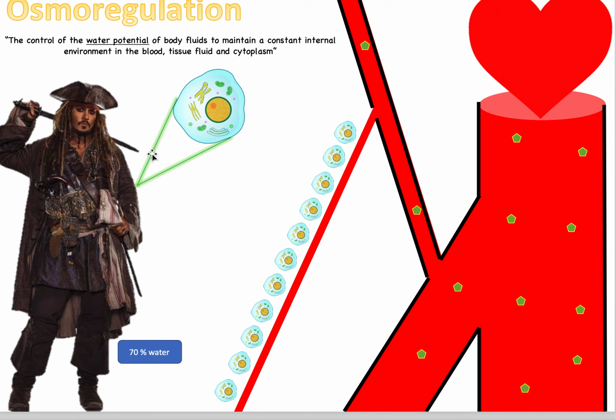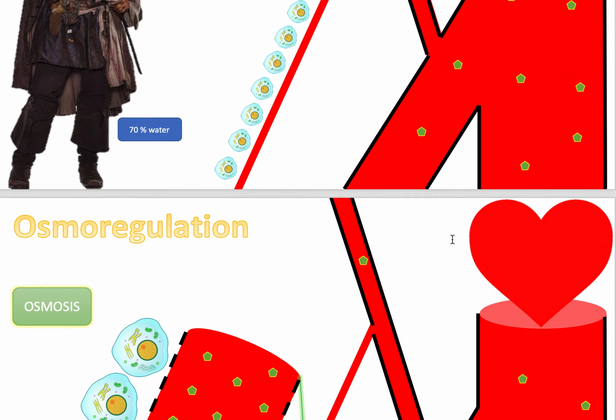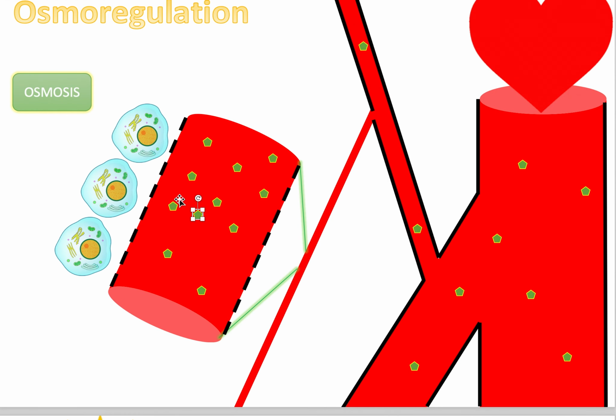So osmoregulation is the control of water potential. Water potential is both water and ions, okay? So it's the control of both water and ions of the body fluids. By body fluids, I just mean what's in your vessels, what's in your cells, what's in the space in between the cells, basically the fluid of your whole body. If you can regulate and keep the water potential constant, your cells will be happy and they will always get the right amount of nutrients and water. If this is not maintained, then they will lose water or get too little. Okay, so that's the important part you need to understand about osmoregulation.